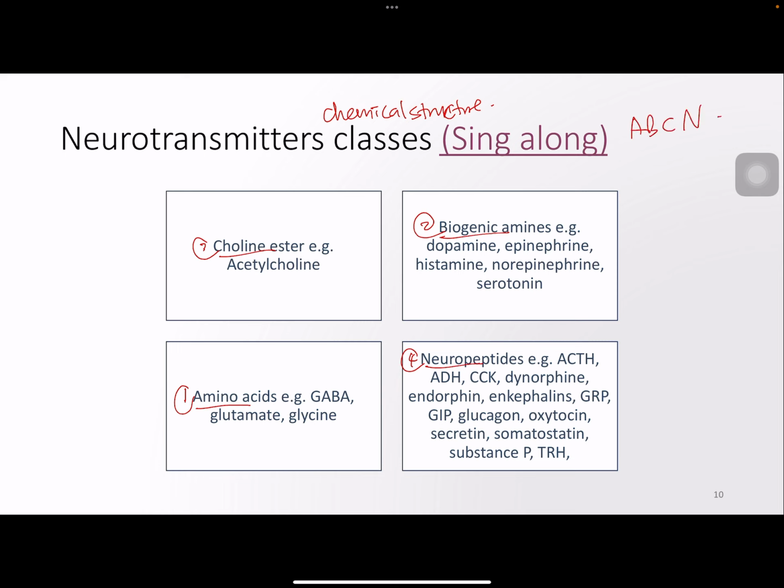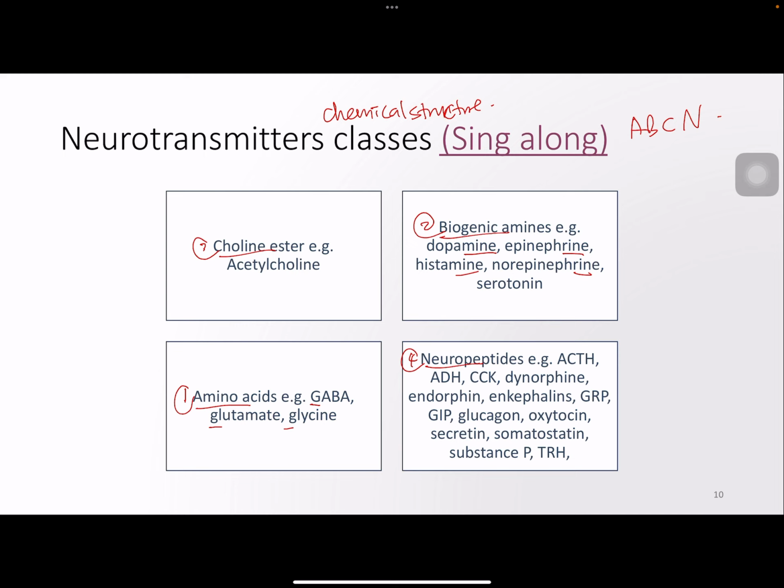So amino acids are usually the ones that start with the letter G, because that's the way I remember it: GABA, glutamate, and glycine. Whereas biogenic amines are those that end with -ine or -rine. Whereas choline ester, the classic example is acetylcholine.